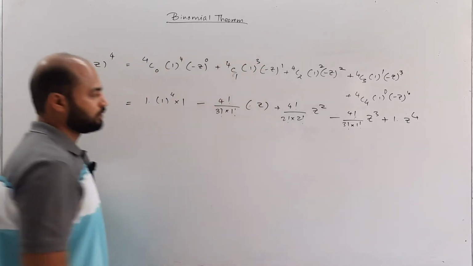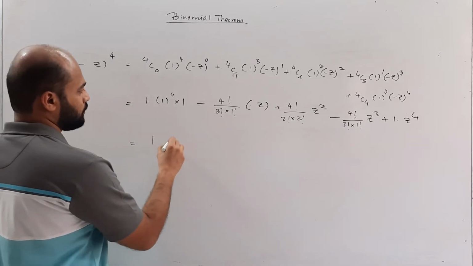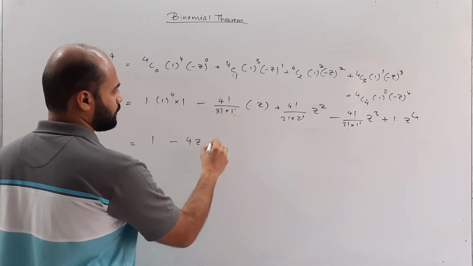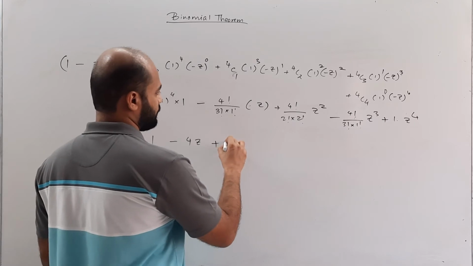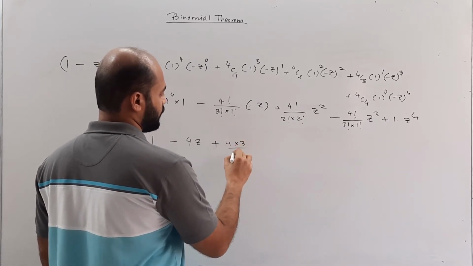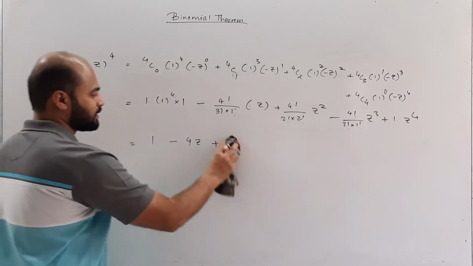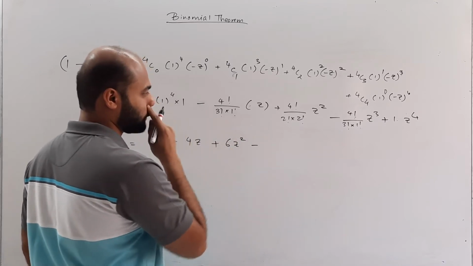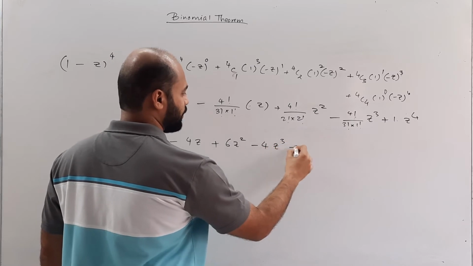So clearly, now if we go ahead, we'll get the final answer. So it's going to be 1 minus 4z plus, this is going to be 4 into 3 divided by 2, so this is going to be 6. The coefficient is going to be 6 over here, 6z square. This is 4 factorial by 3 factorial, which is going to be again 4z cube, plus z raised to 4.